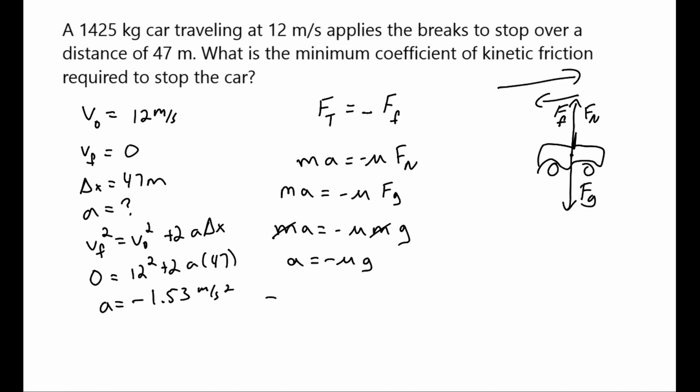So we get negative 1.53 meters per second squared equals negative mu times 9.8. And what do we get for mu? And there are no units on that, so that's just our answer for mu. Any questions on that one? There's no units. Mu is unitless.